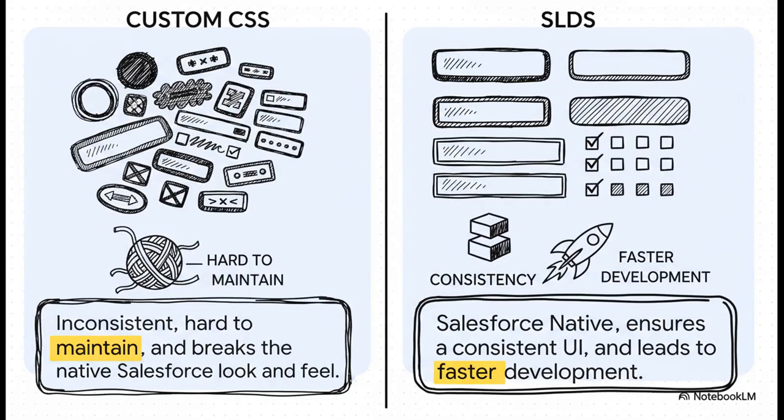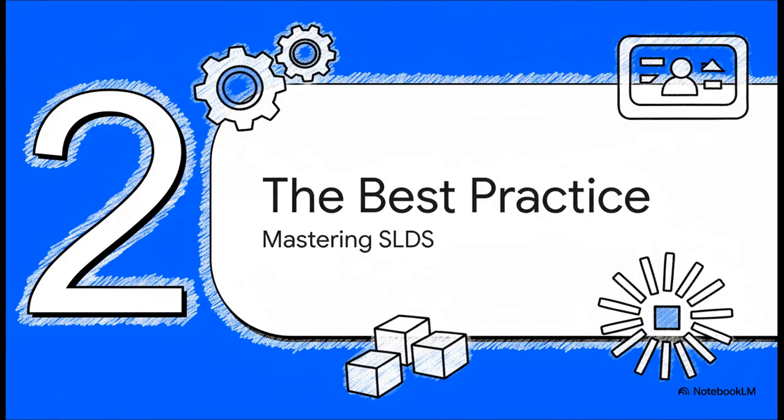So, which road should you take? Well, while custom CSS gives you all the freedom in the world, it can become a total mess. You end up with inconsistent UIs that are a nightmare to maintain, and they just don't feel like Salesforce. SLDS, on the other hand, is literally built for this. It gives you consistency right away and makes you a much, much faster developer. Look, for any professional, scalable app, mastering SLDS is not really a choice, it's a must. It is the bedrock of building great components, so let's really focus on how to use this amazing system.